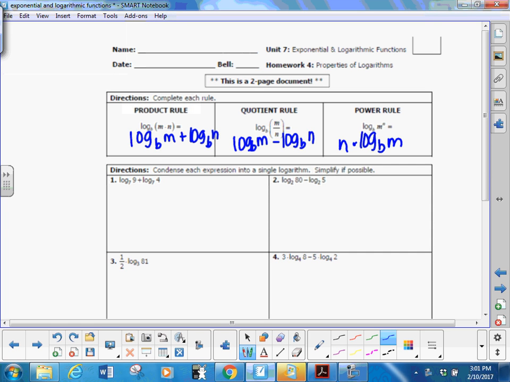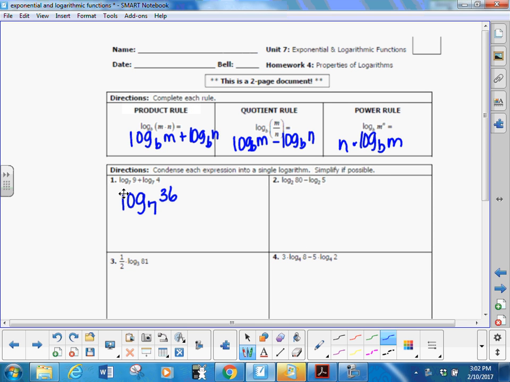For number 1, it's asking us to condense each expression. So I see that we've got adding, so I'm thinking multiplying. So it'll be log base 7. And I'm looking at 9 times 4, which is 36.